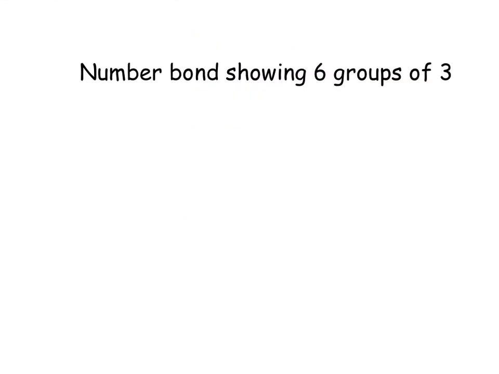The third example says, number bond showing 6 groups of 3. This problem can be a little bit more difficult, especially if you are still learning multiplication and don't know what 6 groups of 3 or 6 times 3 equals. If you're still unsure of the product, draw an array first so that you know the total, and then you can use the total to help you draw your number bond. So even though they want me to draw a number bond, I'm just going to show you draw an array first, then use that to help you draw your number bond.